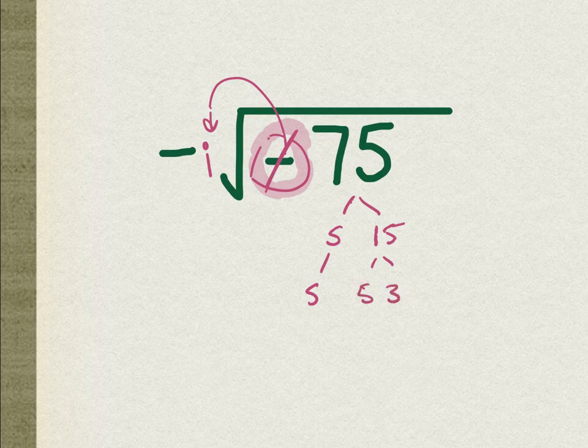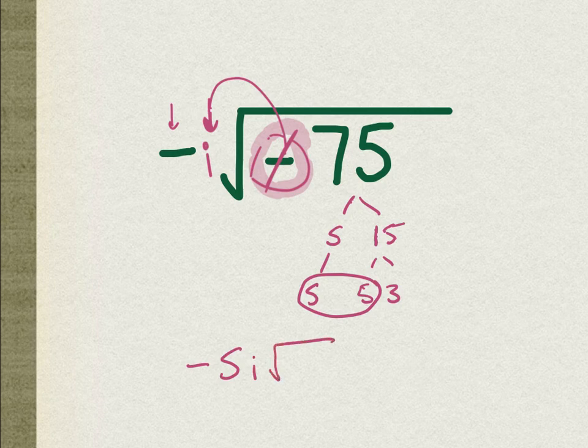15 breaks down into 3 and 5. Do we have any pairs? Pair of 5. So what comes out? Awesome. So the 5 comes out, but we also have this negative on the outside and an i, so it's negative 5i. And then anything left on the inside? A 3.